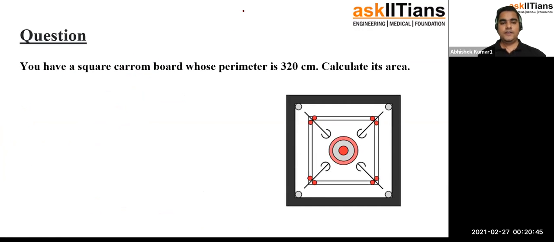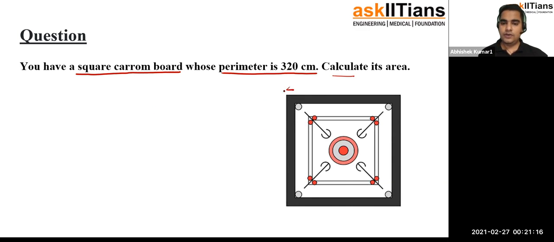All right. So now what is the next problem? Next problem says you have a square carom board. That's an important point. And the perimeter is provided to be 320 centimeter. You have to calculate its area. Correct? So we know that when we are talking about square, then all the sides are of same length. And here the carom board that we are talking about, it is a square in shape. So the length of all the sides will be same.